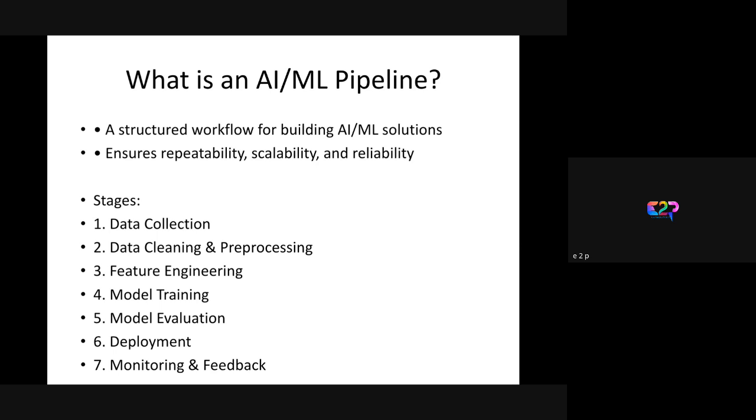So then the other thing is monitoring and feedback. So these are the 7 stages, what we call the 7 stages of the AI/ML pipeline. We have to do all these things to become an ML engineer, right? There is a lot of difference between the AI engineer and ML pipelines, but the basic steps are common.